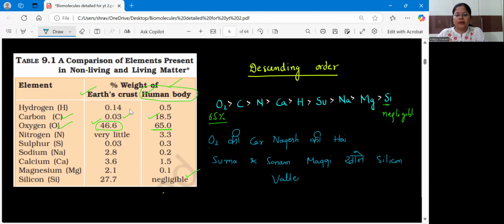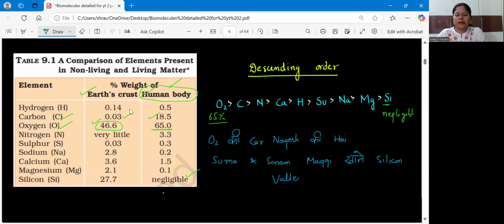So this is the trick you can use to remember the descending order. It goes like this: Oxygen ki car, the car is carbon, Nagesh is nitrogen, ki again is calcium, hai is hydrogen. Then comes Suma, sulfur, Sonam. Here I have written Na for sodium, please don't get confused. Sonam is for sodium. Then magnesium is Maggi, and silicon is silicon as it is. You can use this trick, or otherwise you can use your own trick, but please try to remember the order here. Again, very important, and try to remember the values also.